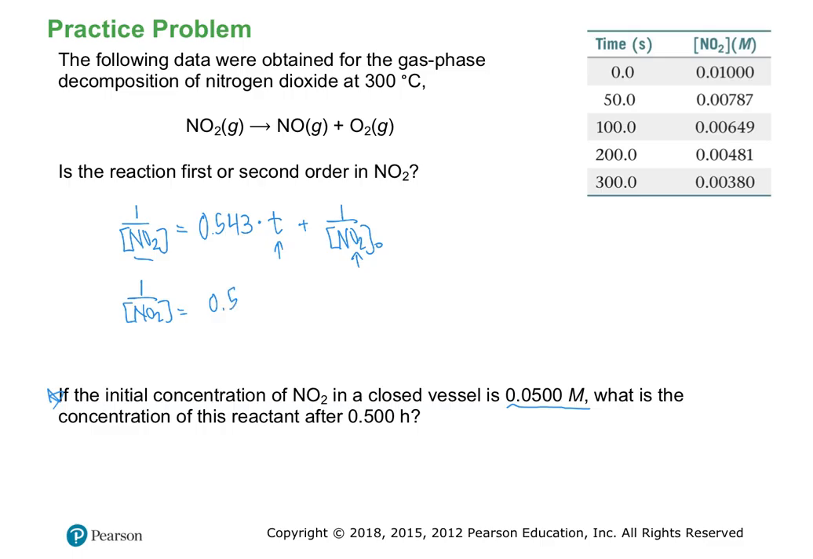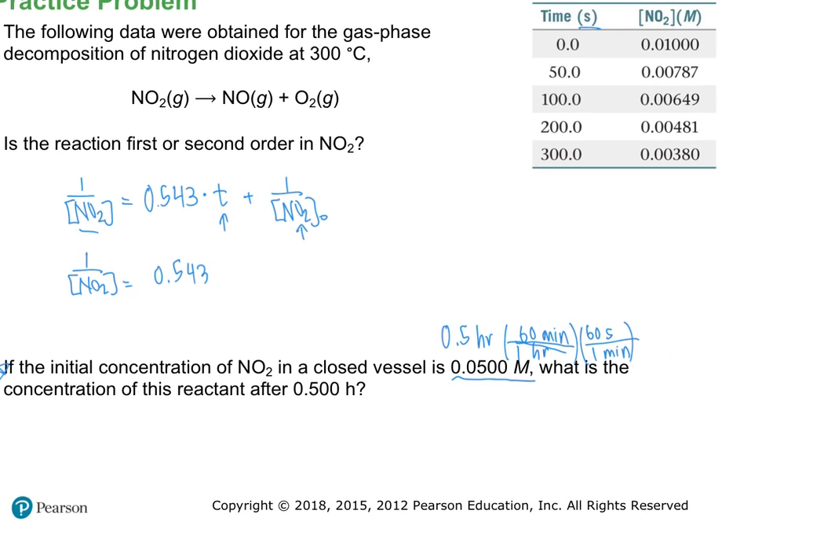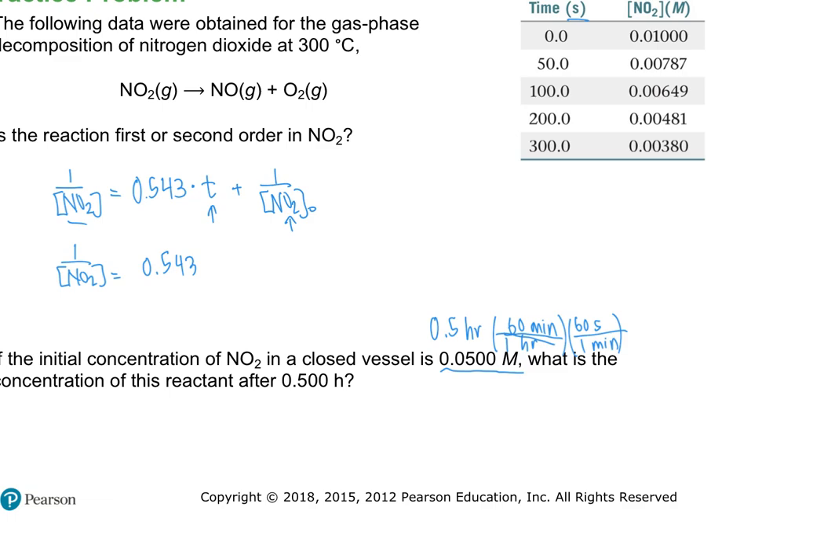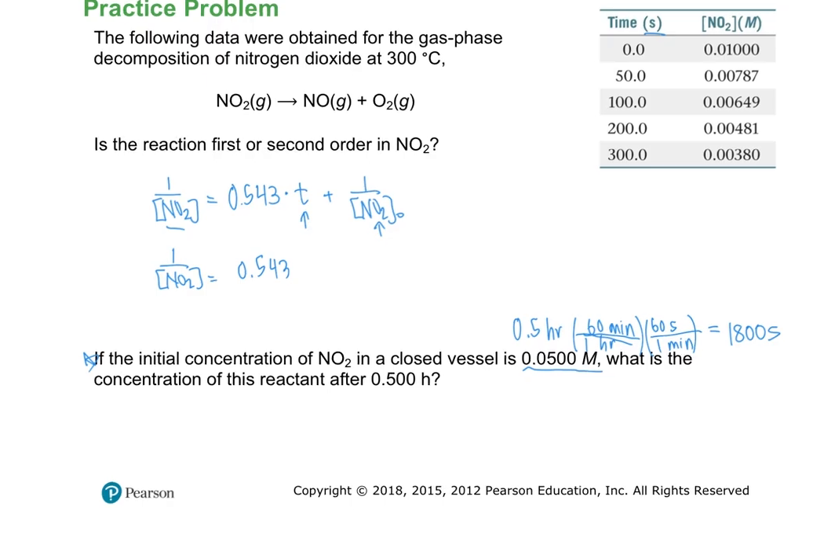equals 0.543. This was in seconds, though, because we use our time in seconds. So we want to get 0.5 hours into seconds. So we'll have 1 hour has 60 minutes, and 1 minute has 60 seconds. Some of you might know that 1 hour is 3,600 seconds. That's fine too. So when we do this dimensional analysis, we get 1,800 seconds. And that's what we're going to plug in into our time.